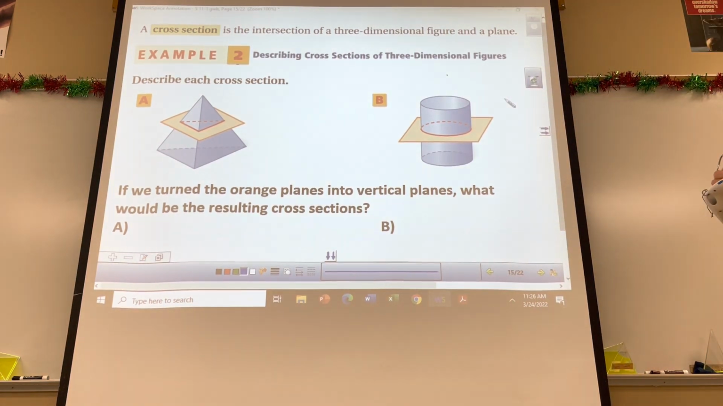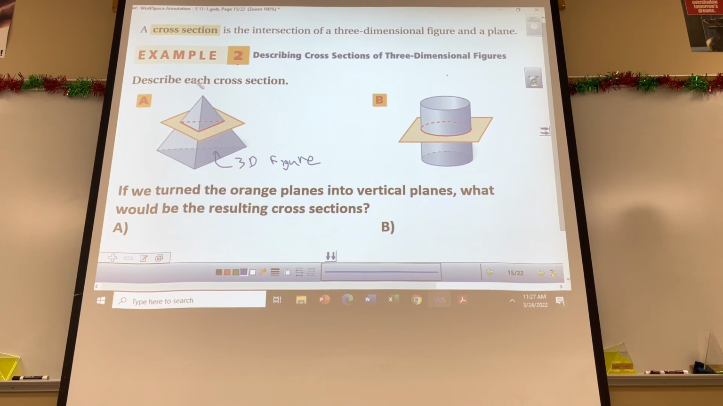Yeah, gotta look at the base. All right, I see that the base is a triangle, so that means that it is a triangular pyramid. All right, so we know that this is the 3D figure. That's our 3D figure. All right, James, what's our plane?